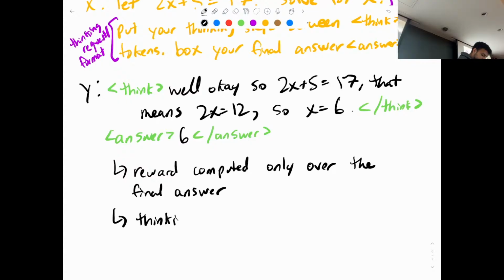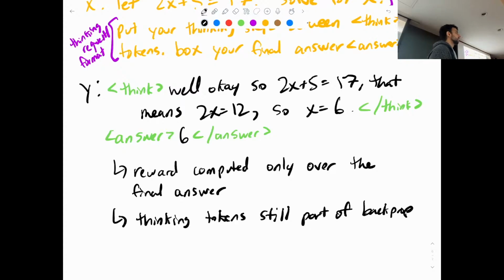the thinking tokens are still part of the backprop, right? So if we get a y that has a positive advantage, maybe only one of the responses in the group was correct and all the other ones were wrong, we're not only going to increase the probability of producing the specific answer, but also of producing all of the tokens in the thinking tags that were part of the process that led up to computing that answer. So that's the general idea.